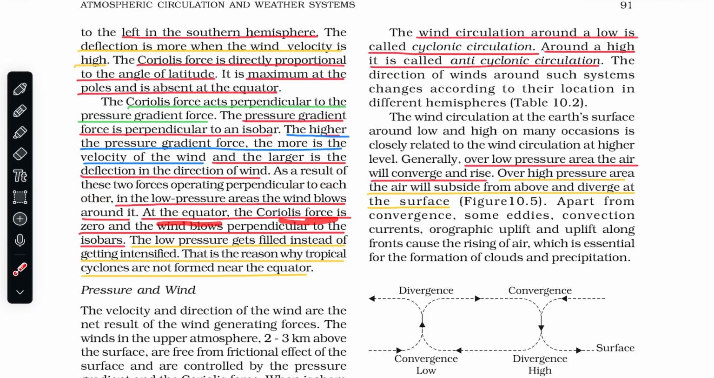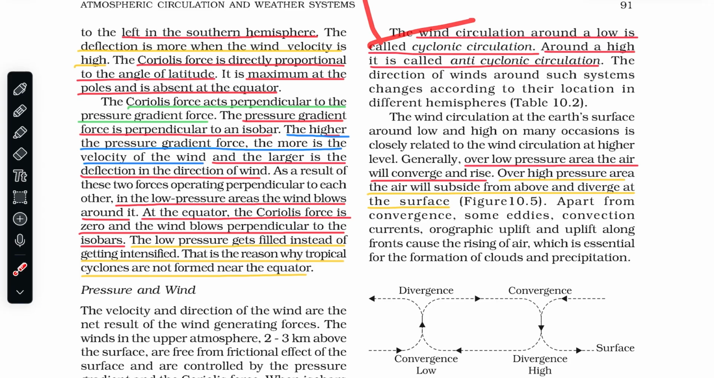At the equator, the Coriolis force is zero and the wind blows perpendicular to the isobar, because only the pressure gradient force takes place. It is the only effect, because at the equator the Coriolis force is absent. The low pressure gets filled instead of getting intensified. That is the reason why tropical cyclones are not formed near the equator.